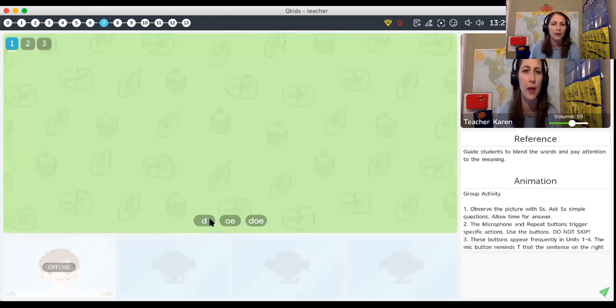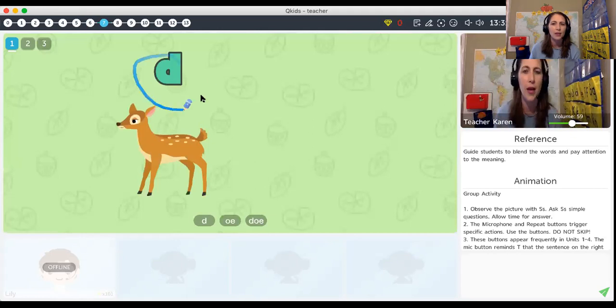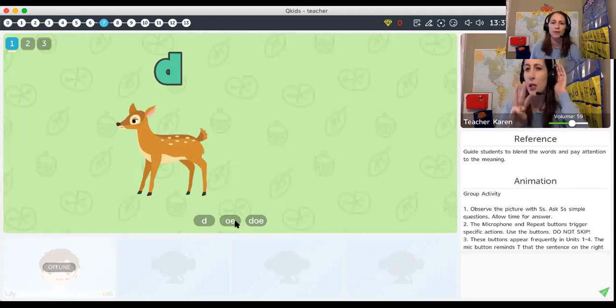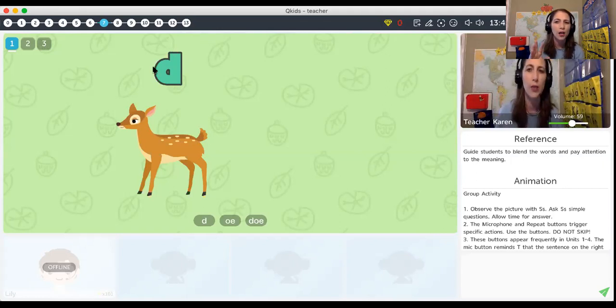And then this is where they blend the sounds out loud. So you're listening for them to repeat it 3 times. D, d, d. These are the slides where I reinforce if the computer is saying duh, duh, duh, I reinforce the d, d, d, especially on this slide because they don't have any sound effects.